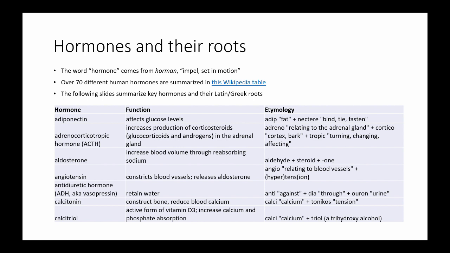Aldosterone is a hormone that increases blood volume through reabsorption of sodium. It comes from aldehyde plus steroid plus one. In other words, the name is based on the chemical structure of aldosterone. Angiotensin is a hormone that constricts blood vessels and leads to increased aldosterone release. This comes from angio, meaning relating to blood vessels, plus tension, referring to hypertension or high blood pressure.